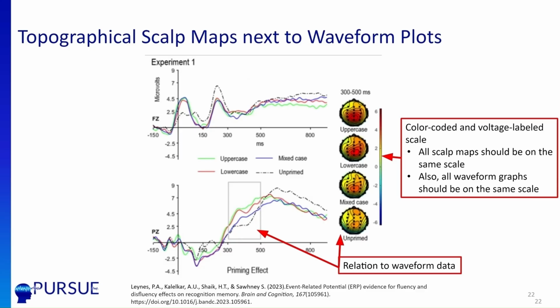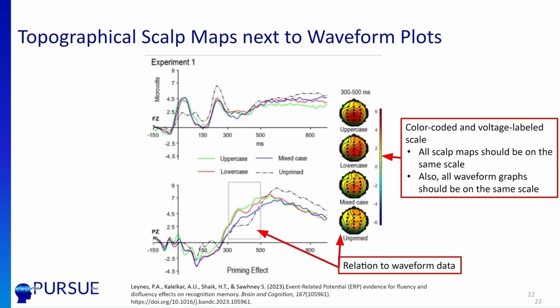One reason why waveform plots and scalp maps might be placed side by side is to communicate how the scalp maps relate to the waveform graphs. You can see this relation when looking at the PZ waveform plot. The PZ electrode is, of course, located at the parietal area of the scalp. You can see in the plot that the uppercase waveform is visibly higher in amplitude than the unprimed waveform from 300 to 500 milliseconds. Looking back at the scalp maps, you can see that the parietal area of the uppercase scalp map is more positive than the parietal area of the unprimed scalp map.